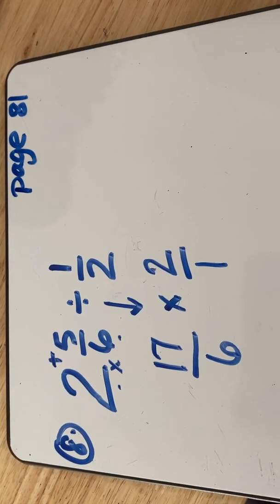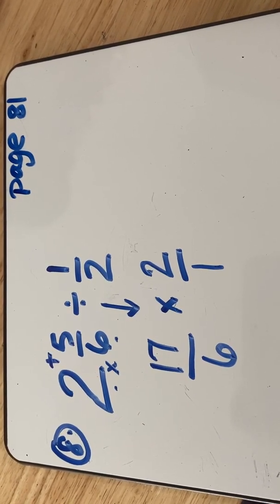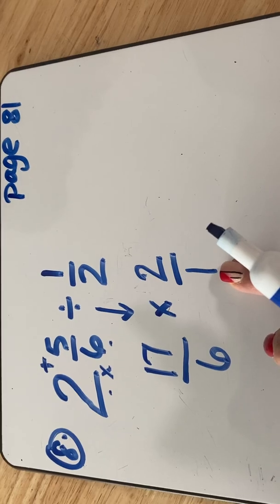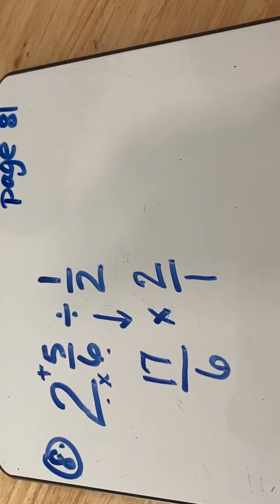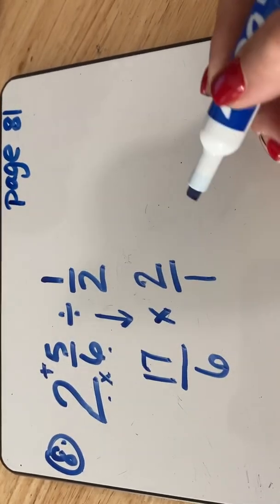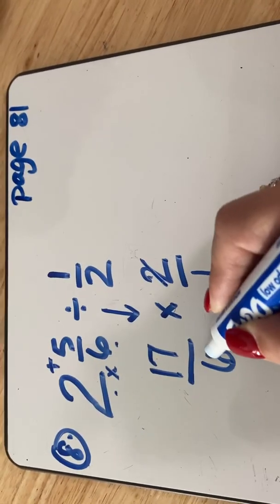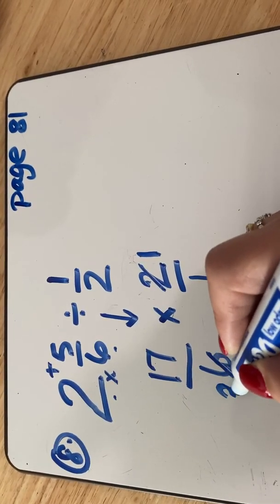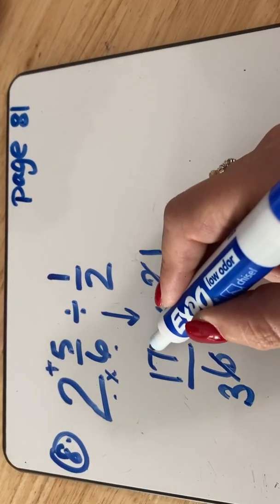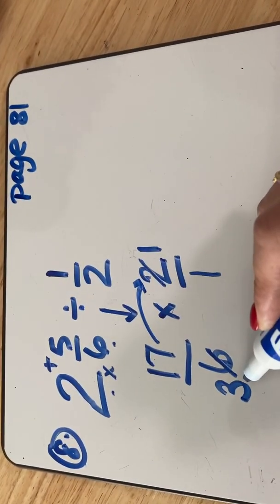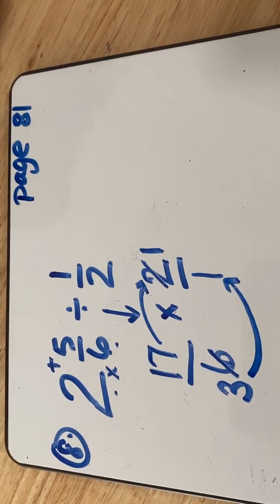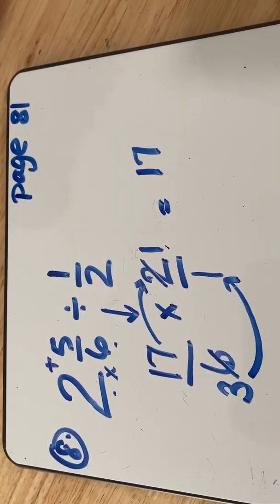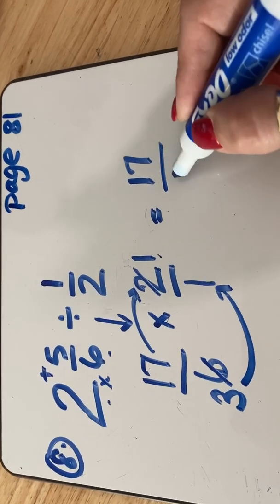The next step is to see if we can cross cancel by finding the greatest common factor. Whenever we have a number 1, we never cross cancel, because every number divided by 1 equals itself. So we check 2 and 6. The greatest common factor is 2. I divide 2 by 2, which is 1, and 6 divided by 2 is 3. Now I multiply numerator by numerator and denominator by denominator, which means 17 times 1 equals 17, and 3 times 1 equals 3.